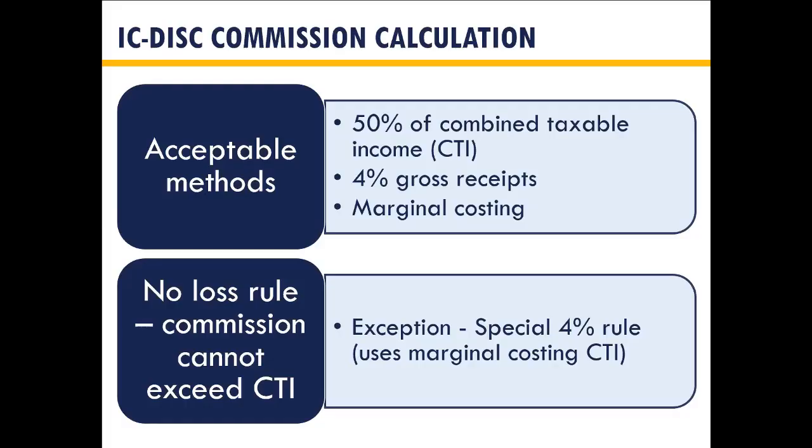There is what's called a no loss rule with the commission, which means that your commission cannot exceed your combined taxable income. But again, tax code loves to have exceptions to rules, and so there's an exception that says under the marginal costing method, you could potentially get a commission even though your combined taxable income is below zero.